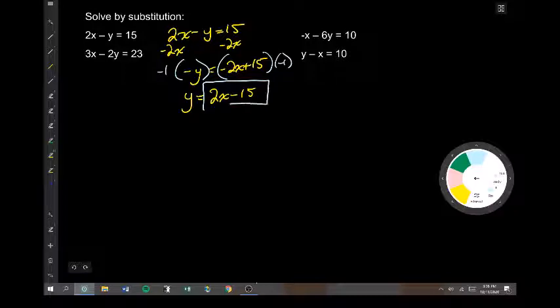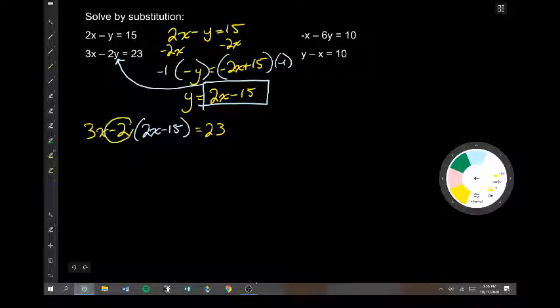I take that y and I plug it into the other equation's y. Okay, so that becomes 3x minus 2 times 2x minus 15, and that all equals 23. I'm going to distribute the negative 2, not positive 2, but negative 2. Distribute negative 2 to both of these two things to now solve this equation. So it becomes 3x minus 4x plus 30. Okay, negative 2 times negative 15 is positive 30, and that equals 23.